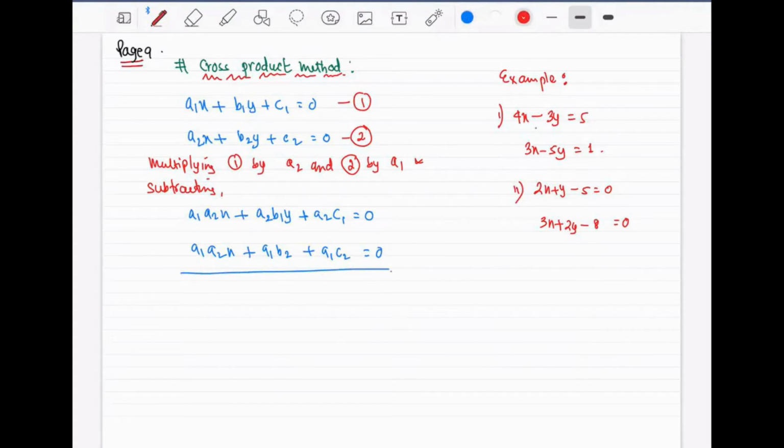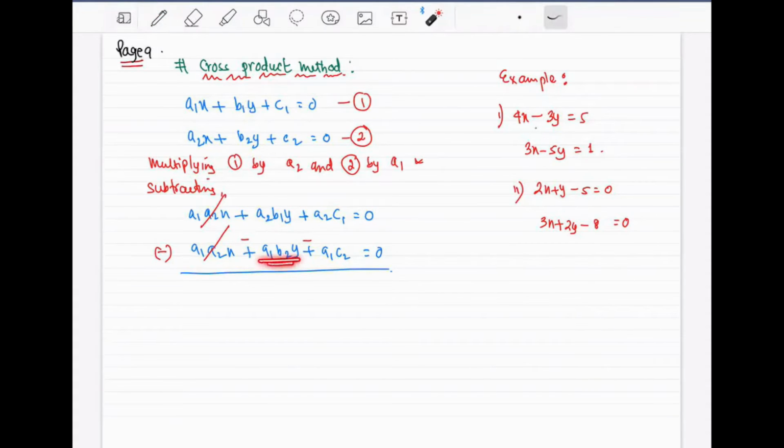Subtract them now. Remember that in elimination, if you subtract two equations in which the coefficients are equal, you have to put a minus sign here, so the plus will become minus. These two will cancel out because they are exactly the same, one positive, one negative. So cancel these two. What is remaining? a2 b1 y is remaining here.